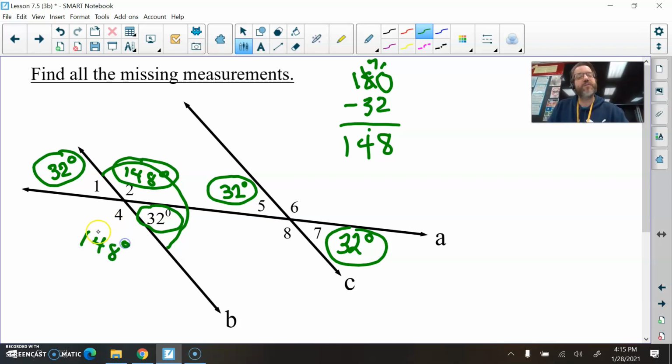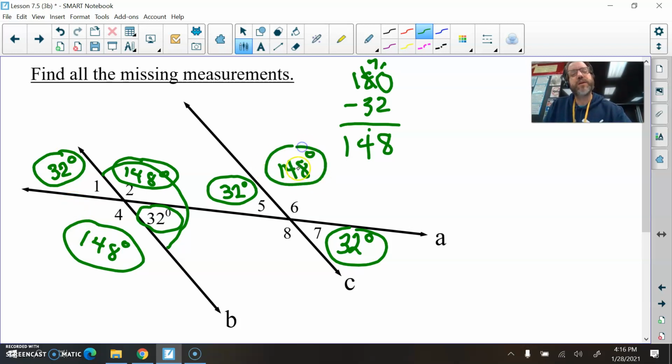Why? Well, because it's vertical to angle 2. Because it's adjacent to this 32-degree angle, so they have to add up to 180. It's adjacent to angle 1, so these have to add up to 180. Lots of ways I know. So angle 6 is 148 degrees. It's corresponding with angle 2, so they have to be congruent. It's alternate exterior with angle 4. And angle 8 here is 148 degrees as well. Lots of reasons for knowing that.